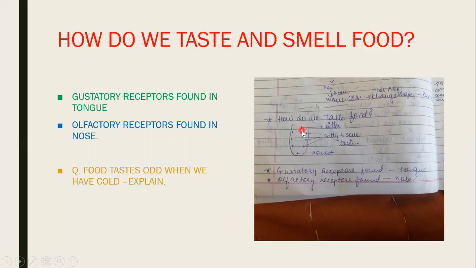That doesn't mean that if the sugar is going at the back side, we are not able to understand that it is a sweet taste. The sweet taste is detected everywhere, but the predominance of the sweet taste is at the tip. Am I clear? So everywhere you could detect the taste, but the predominance is at the located areas which I have told. Now, here I have used the word gustatory receptors. These gustatory receptors are found in the tongue region. So the tongue is a gustatory organ, and gustatory receptors are found in the tongue region. Am I clear?